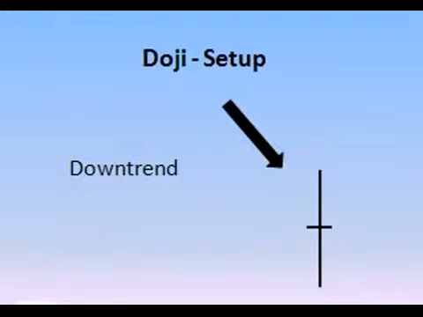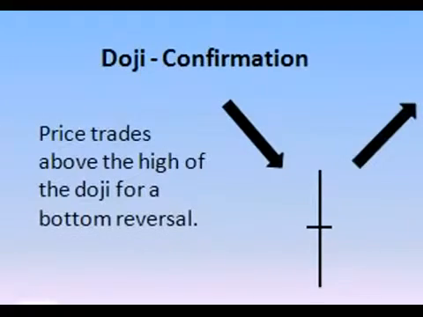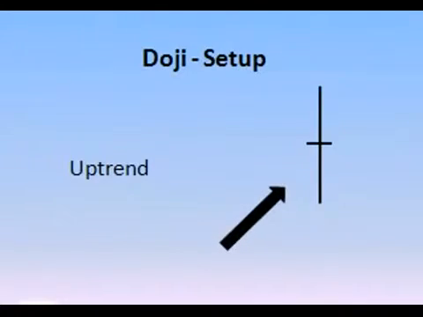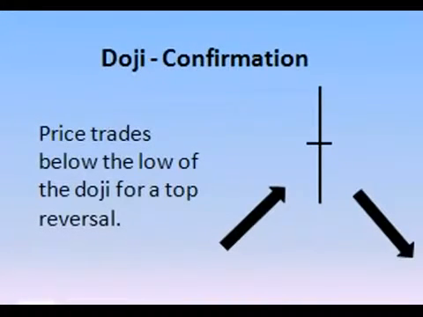The setup for a doji needs to be a trend. So for a doji to act as a bullish reversal pattern and signal a reversal at a market bottom, it needs to exist within the context of a downtrend, with confirmation of the pattern being price trading above the high of the doji. More conservative traders may seek a close above the high rather than just price trading above the high. And for the doji to act as a bearish reversal pattern and signal a reversal at a market top, it needs to exist within the context of an uptrend, with confirmation of the pattern being price trading below the low of the doji. More conservative traders may seek a close below the low rather than just price trading below the low.